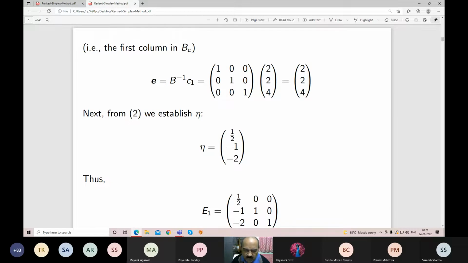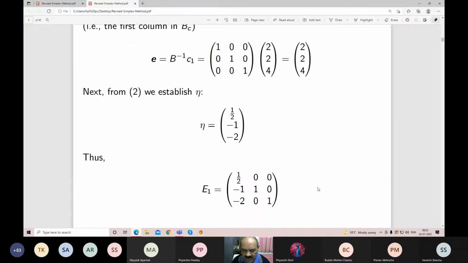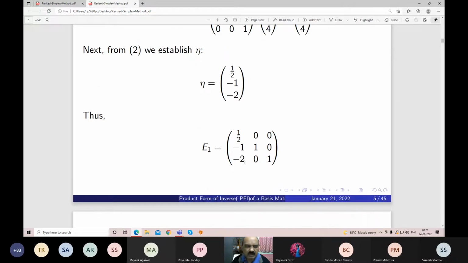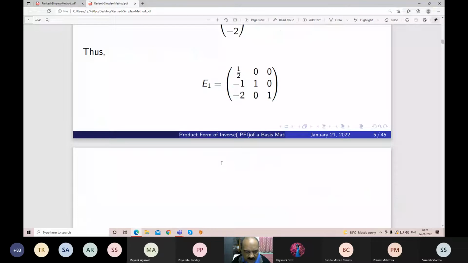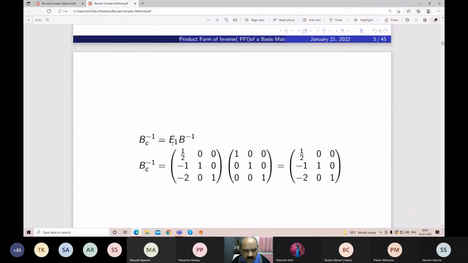After finding eta, we find E1. E1 is nothing but an identity matrix, but only the first column is different. Once we have defined E1, we find BC inverse equal to E1 into B inverse. See, the B inverse and B are identity matrix. If you multiply, you will have the same. So our BC inverse is nothing but our E1. Initially it is E1. In some other problem, it will not be E1 or E2, it will be something different. Okay, we'll discuss. This is clear? Yes or no? If you tell yes, I'll go to the next example.